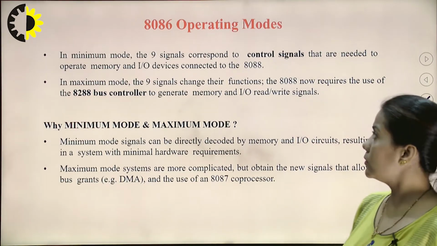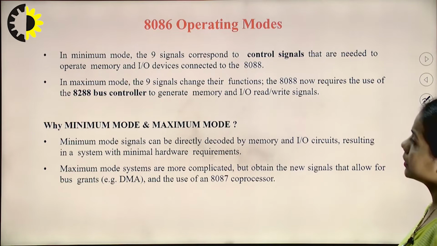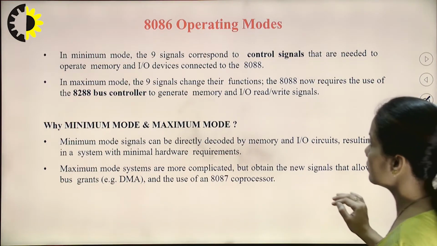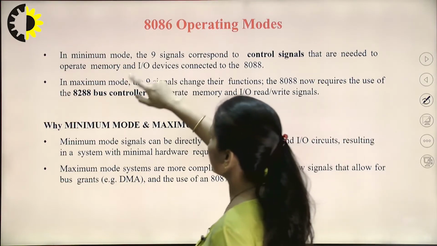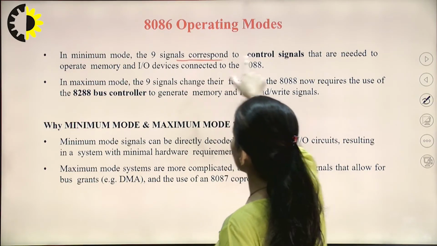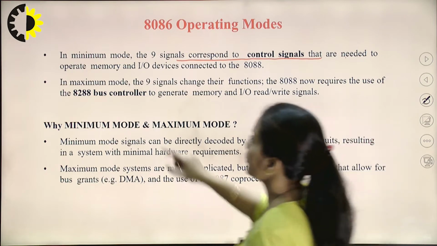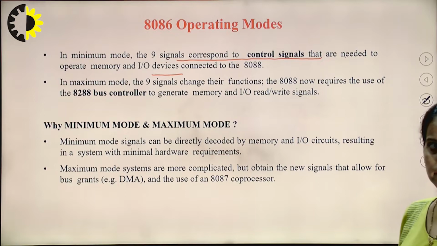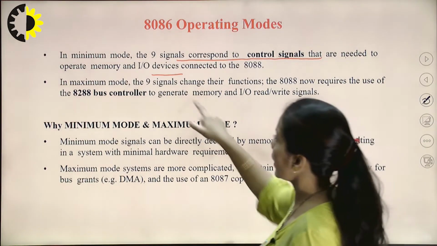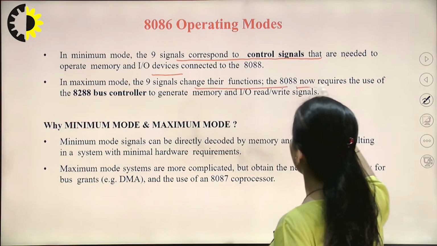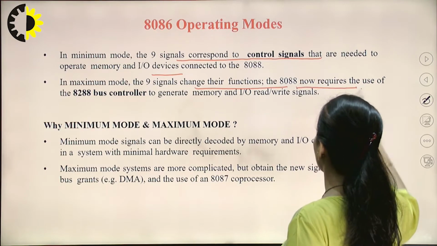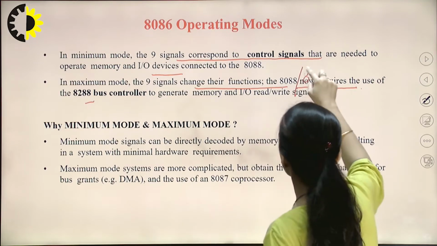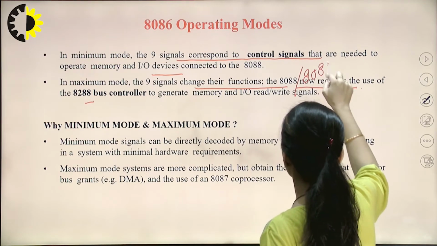8086 operating modes. So these are two, minimum and maximum, which I have already discussed. In minimum mode, what is the significance? 9 signals correspond to the control signals that are needed to operate memory and input output devices connected to 8086. In maximum mode, 9 signals change their functions, and 8086 now requires the use of the 8288 bus controller, or you can say this is just a family of 8086 also.